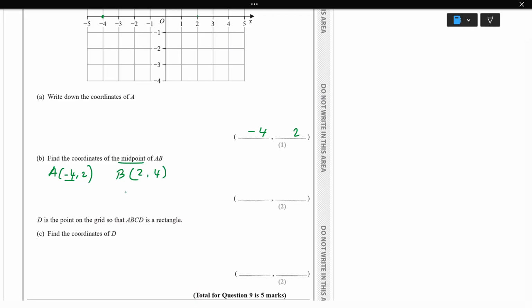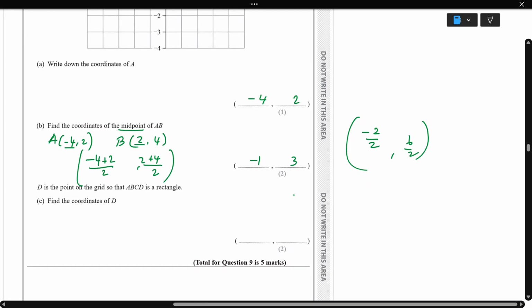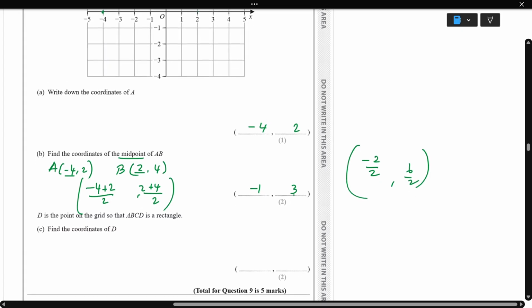We need to add x and x, which is -4 plus 2 by 2, and the y-axis is 2 plus 4 by 2. That's a midpoint always. So when we calculate here, -2 by 2 comma 6 by 2, which is -1 and 3. The next question, D is the point on the grid so that ABCD is a rectangle. Find the coordinates of D.